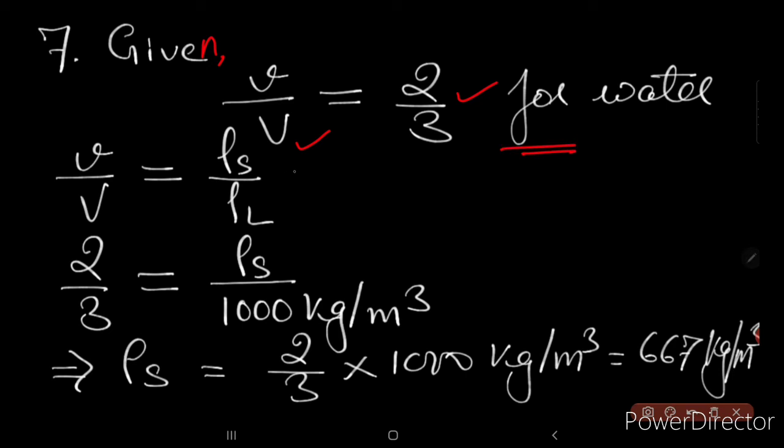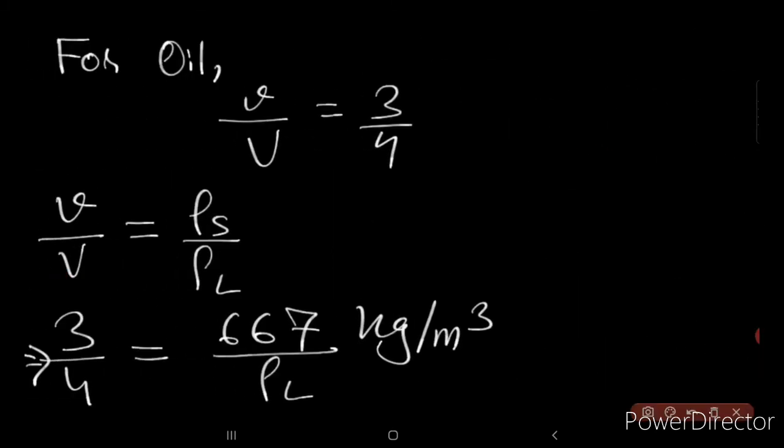So using the formula of this principle of flotation, and then putting the values of small v upon capital V equals rho S, I need to calculate. Rho L will be 1000 kilogram per meter cube because it is water. Now again, simplifying this, cross multiplying, I am getting 667 kilogram per meter cube, that's the density of that particular solid.